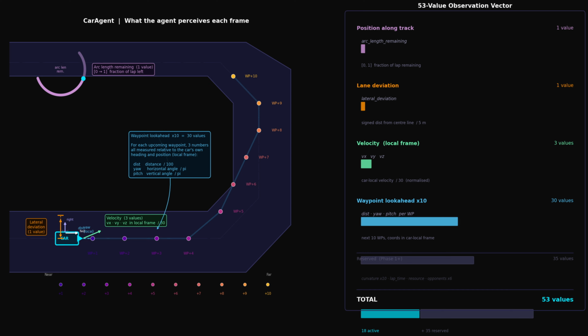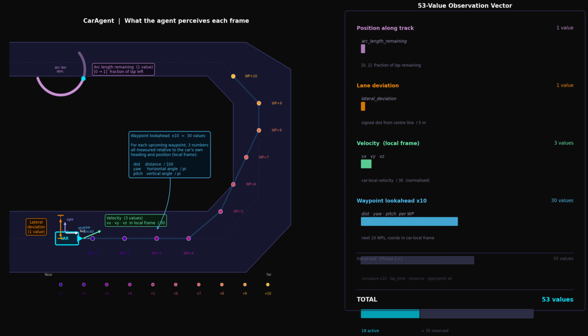So for the observation, the agent doesn't actually see the track visually. It gets a flat vector of 53 numbers every frame. Here is the important design decision: the agent has no idea where it is in the world. There is no GPS, no global map, no X and Y coordinate. Everything it receives is described as relative to itself. It only perceives the things that are around it.